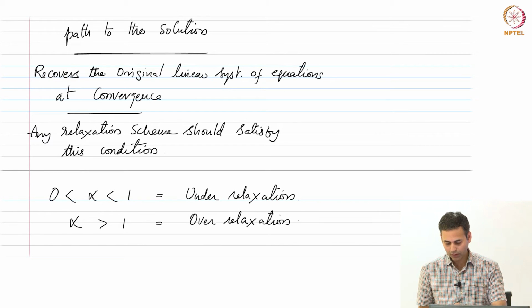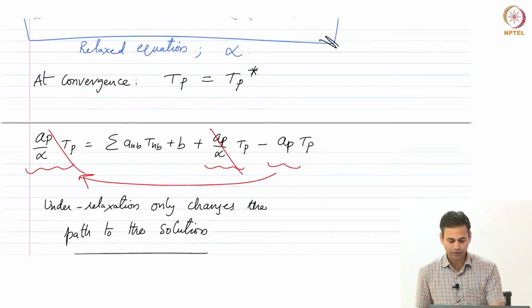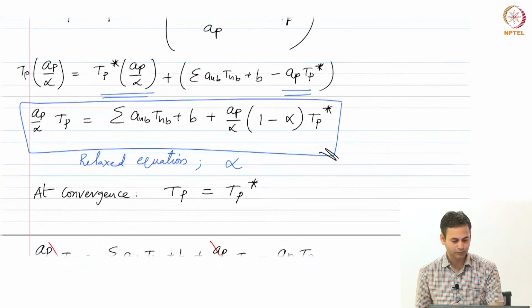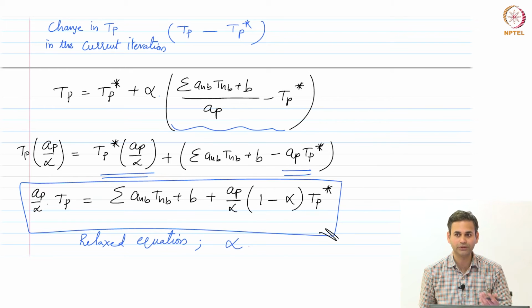So, if you go back to the equation, essentially you are restricting the change. If you choose alpha less than 1, this change will be only a certain percentage of what is actually given to you by the equations. And if you increase this, then you are adding 20%, 30% more of what is given by the equations, to get a faster convergence.